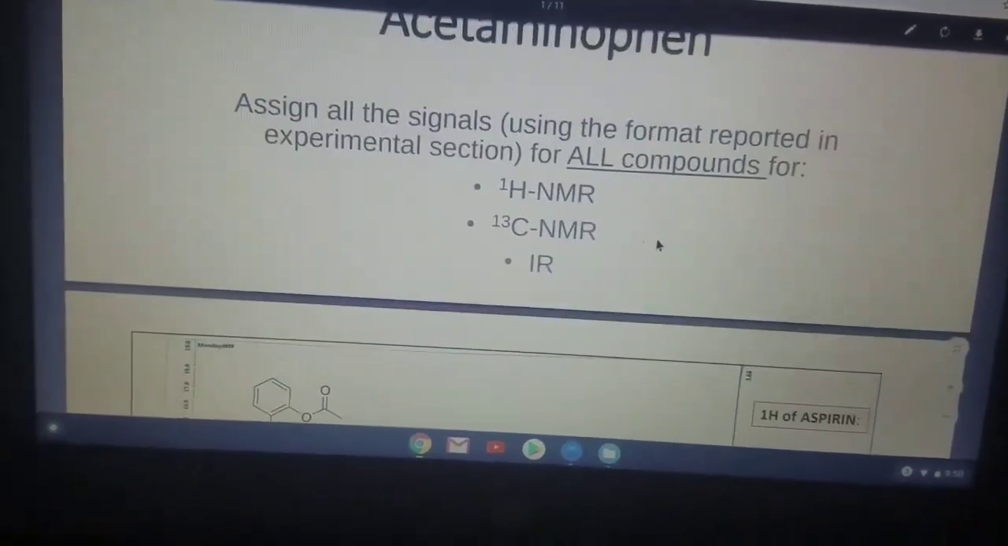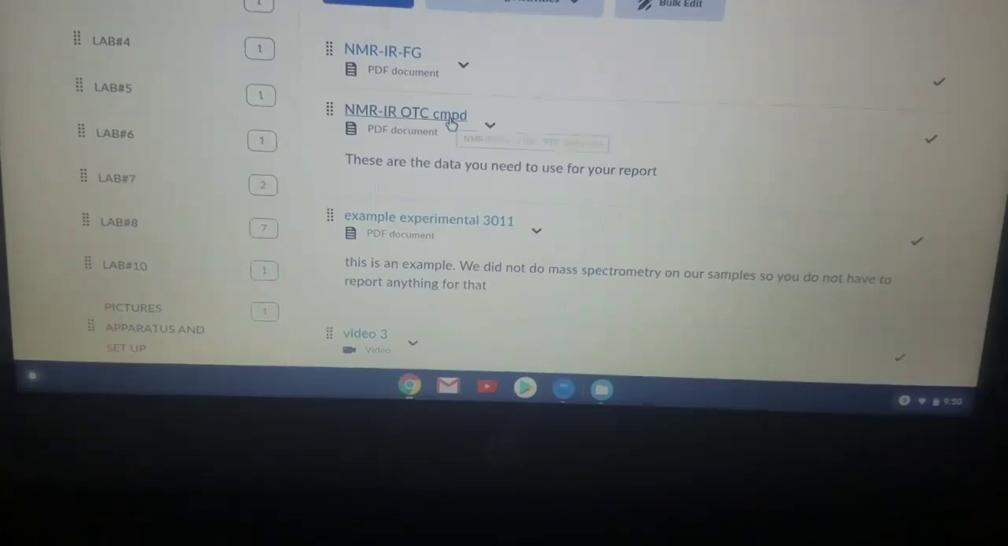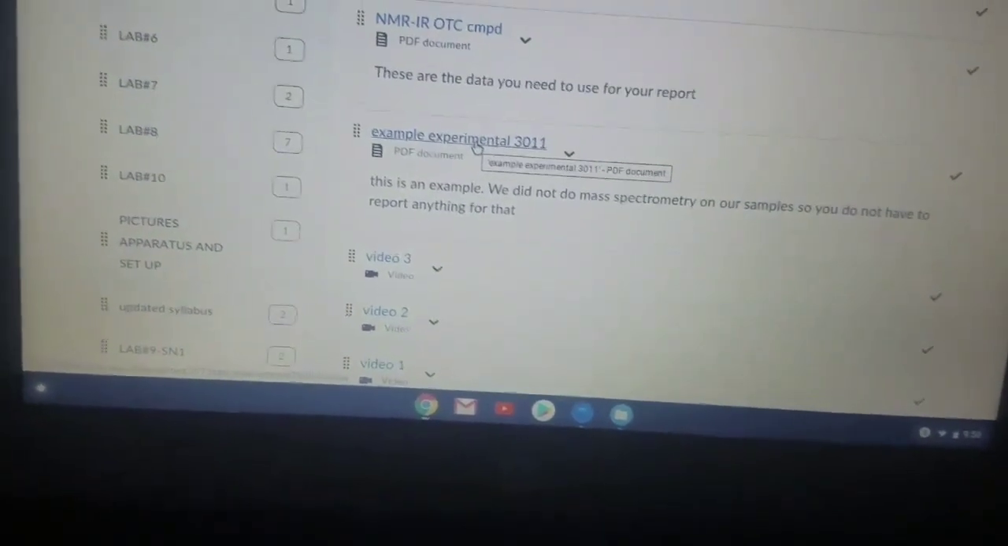So first, I recommend you read the handout that she has on here, read this, and then just go ahead and annotate your data. It's going to be so much easier. And then you can type up your lab report. And you can also watch her video. She has video examples here.